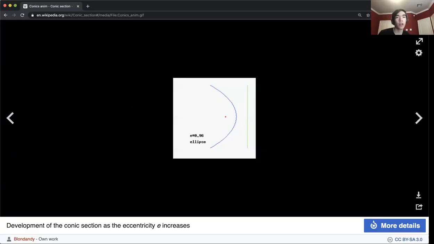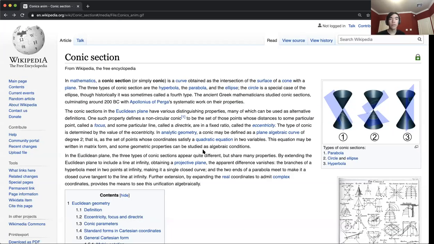To end, I'm just going to show you some cool pictures to give you another understanding of what conics are. Here you go, this is on Wikipedia. This is a GIF showing the red point as the focus, with the eccentricity slowly increasing. At 0, you have a circle, and as you increase, you become an ellipse, then a parabola, and then a hyperbola. So that's just a drawing. Hopefully it helps you understand conics a bit better.